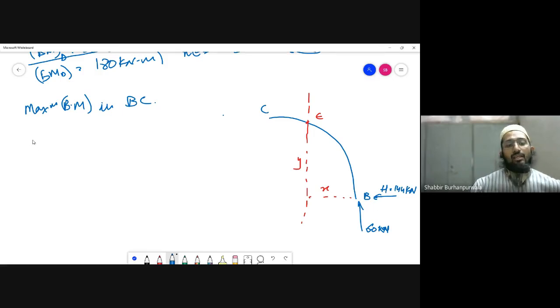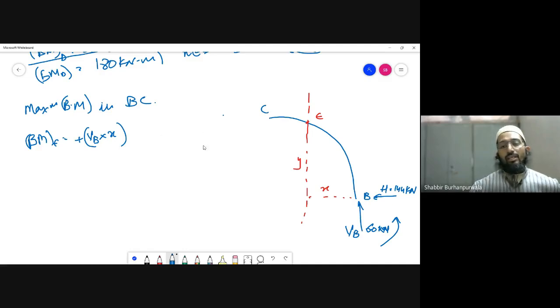So let us write down the bending moment equation. Bending moment at E is equals to, now our VB is creating a moment whose direction is upward. So we are going to consider plus VB into the distance from here, which is x. Okay, so plus VB into x.